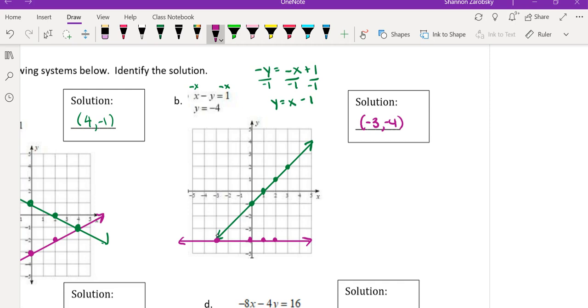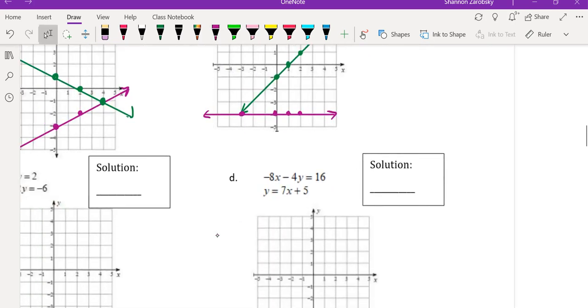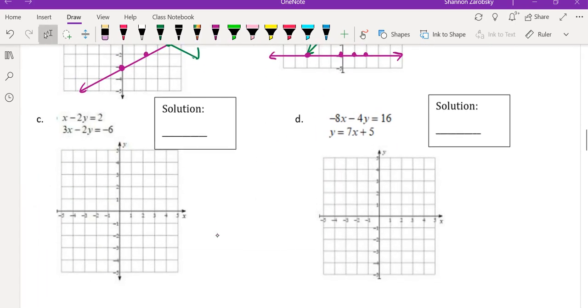Okay, so I'm going to pause the video and do these problems really quickly, and then I will come back in just a second and we'll talk through the solutions.